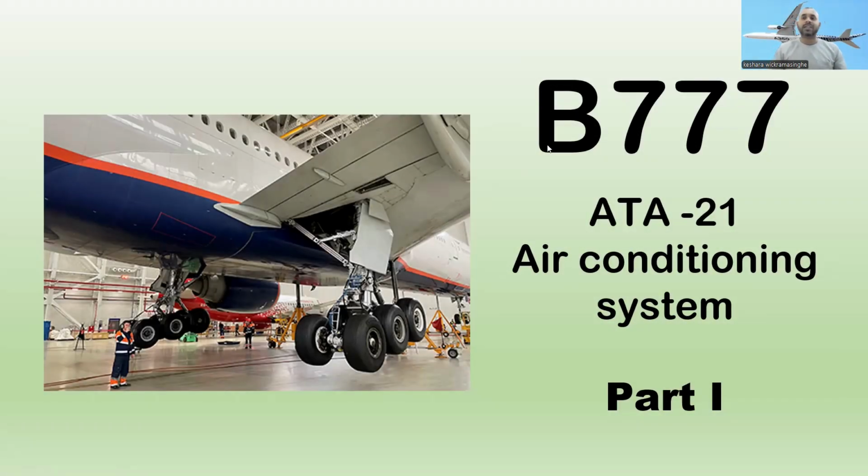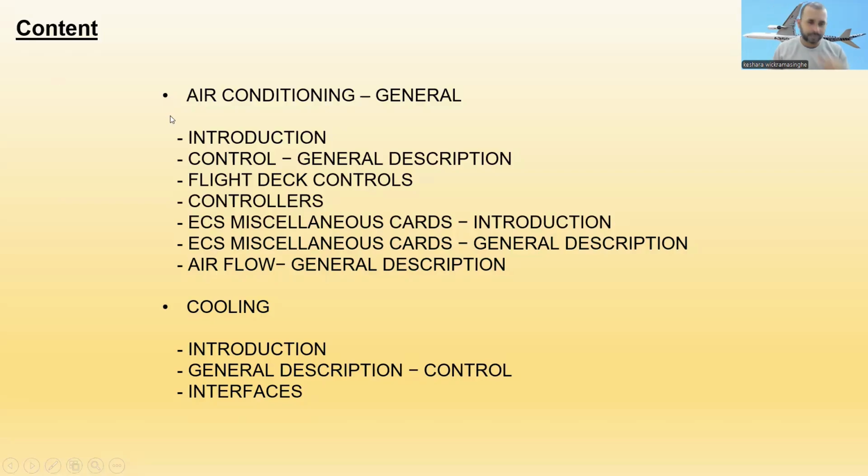So today I'm going to teach you Boeing 777 ATA chapter 21. Before, I taught chapters 0 to 20, the general introductions. And now ATA chapter 21, air conditioning system. This is part 1. This one has so many parts, and this one is part 1. So let's go to the content.